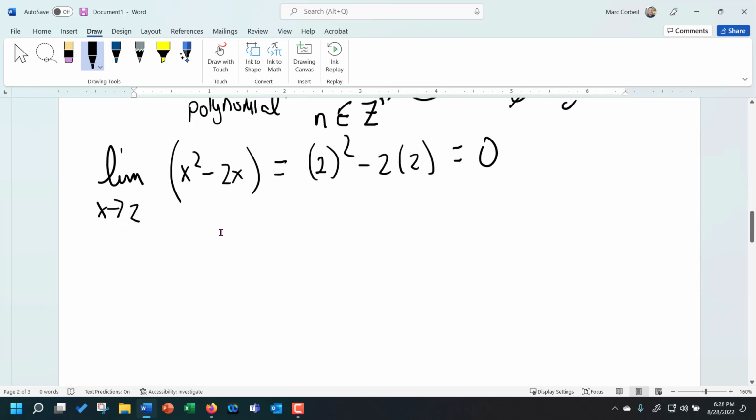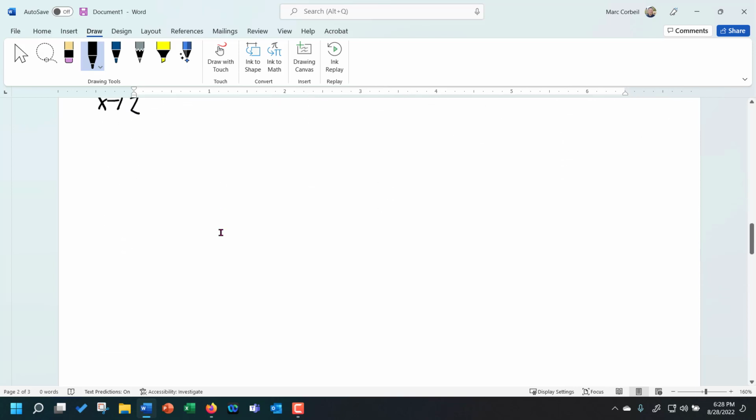And that suggests some properties of limits here, which will go on. We'll call this theorem 1.2, and the properties of limits.